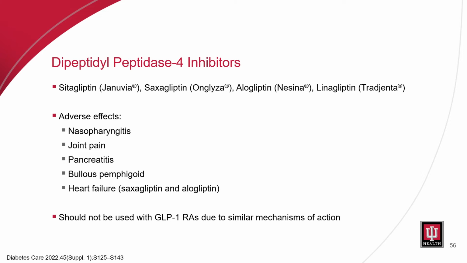Adverse effects of the DPP-4 inhibitors include nasopharyngitis and upper respiratory tract infections, joint pain, pancreatitis, and bullous pemphigoid, another one that I'm always looking at the med list for. Bullous pemphigoid is certainly rare, but if you can nail down a medication as a potential cause, it could be helpful. Heart failure is also a concern, specifically with saxagliptin and alogliptin. It's important to note that these should not be used with GLP-1 receptor agonists due to the similar mechanisms of action. We really won't see any increased benefits, and we can possibly cause harm to those patients if we utilize them hand in hand.